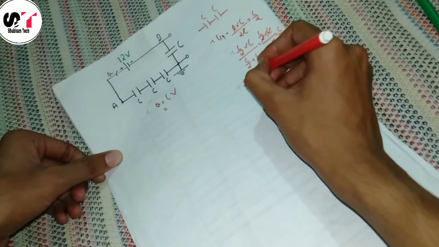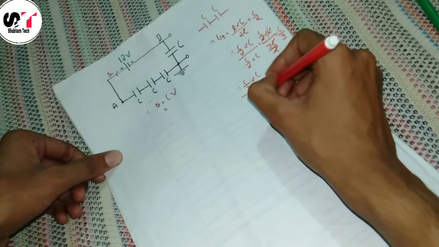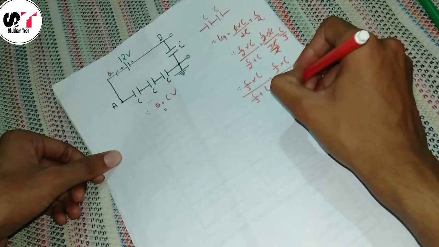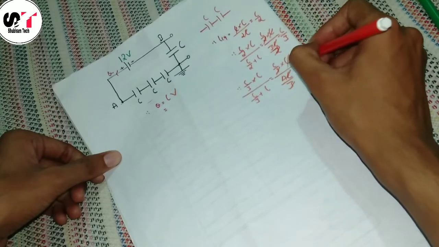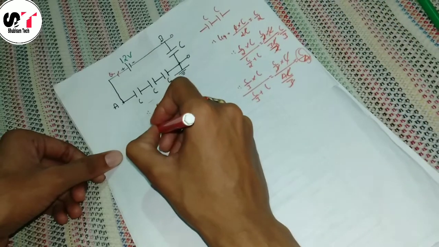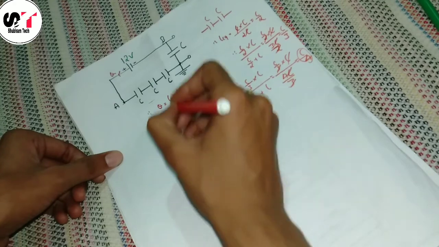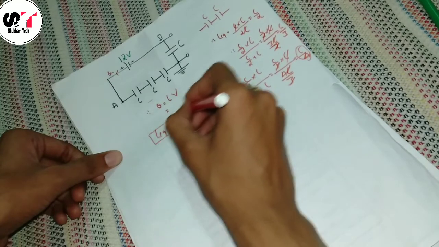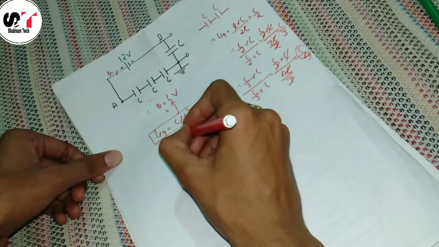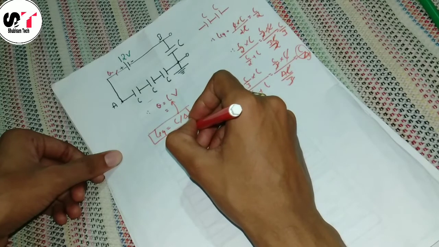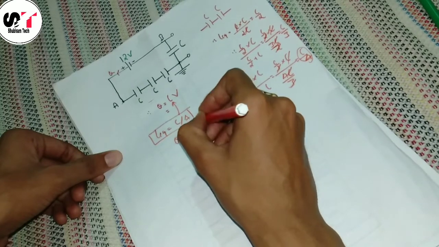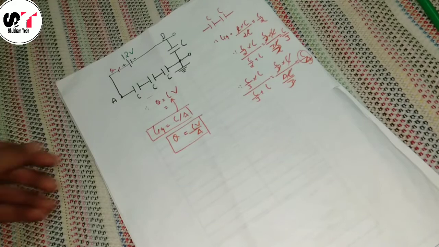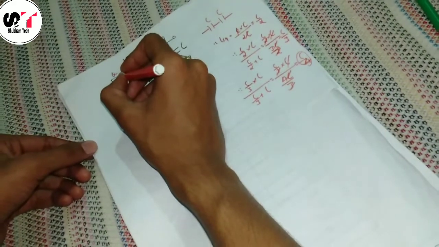C by 3 into C divided by C by 3 plus C means C by 3 into C divided by 4C by 3. Okay, C cancel out, 3 cancel out, we get C by 4. Now C equivalent of the whole circuit is C by 4. Now put here, we get total charge that will flow through battery is CV by 4.